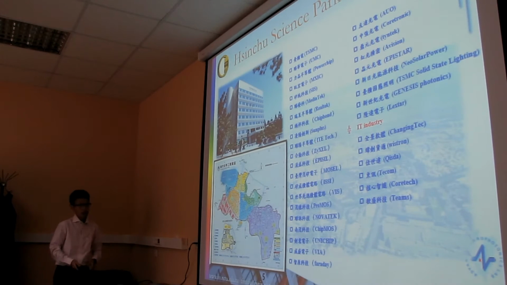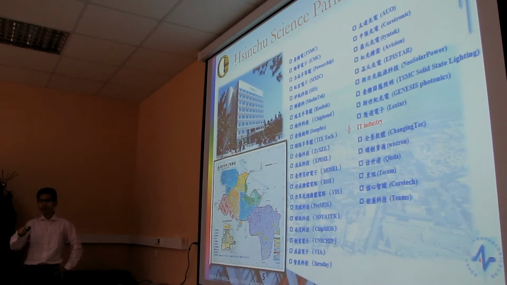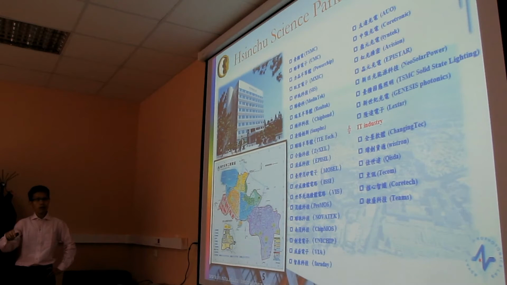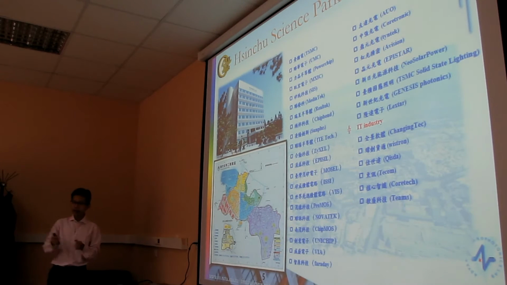Our school is also near the Hsinchu Science Park. There are more than 400 companies there, with industries like semiconductor manufacturing, optoelectronics, and information technology. So it's really close to our school, just like Silicon Valley to Stanford University in the United States.